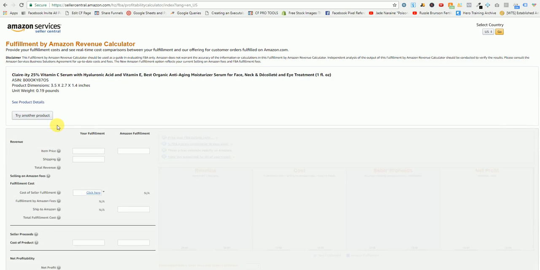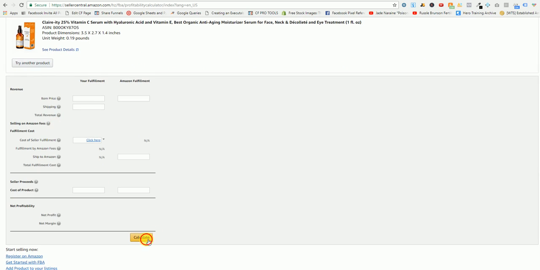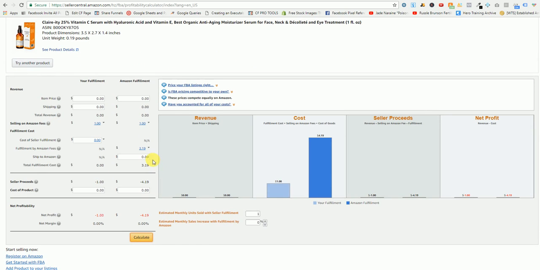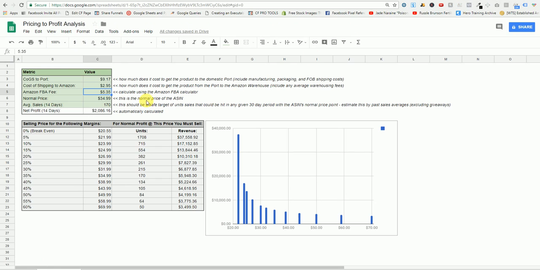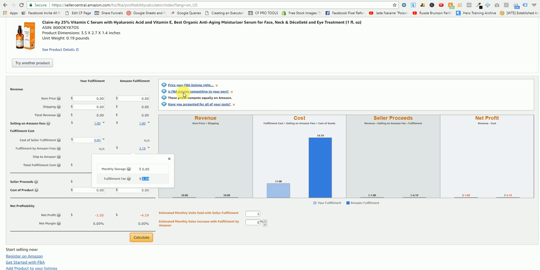I'm going to select the product here and then just hit calculate, and right here in the fulfillment by Amazon fees, if you open this up, you'll see the fulfillment fee, $3.19 in this case. Mine's a bit heavier, so my fulfillment fee is $5.35. But that's how you find that fulfillment fee. It's in the FBA calculator, fulfillment by Amazon fees, and not the monthly storage, just this one down here.